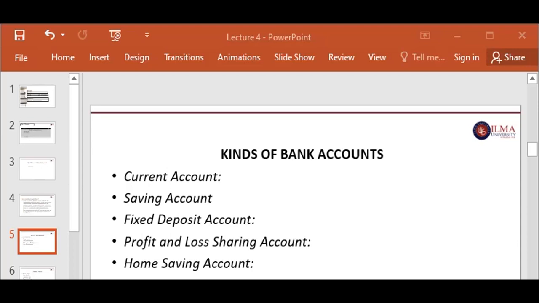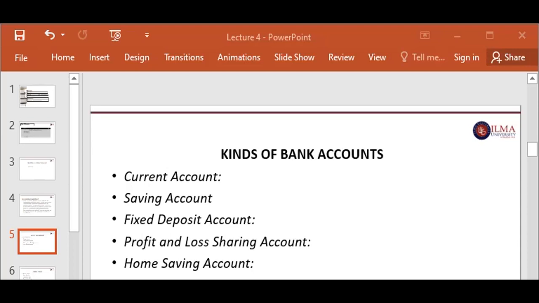Next is the profit and loss sharing account. The deposits accepted in these accounts are invested in different productive channels. Payments to depositors are made on the basis of profit and loss, as the case may be. So, no concept of interest is involved. Considerable interest is shown by people in these accounts, and so far a large amount has been deposited in these accounts.